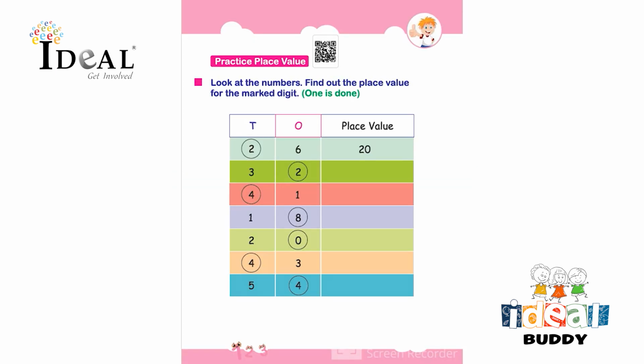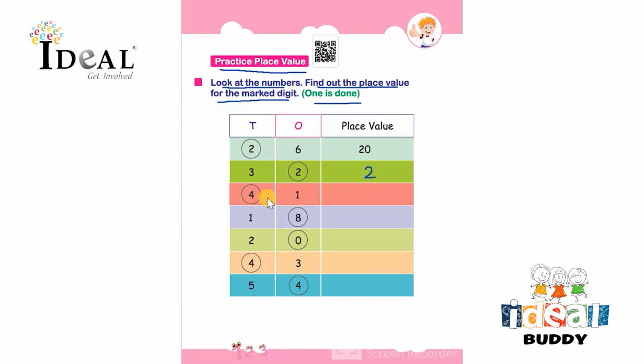Hello everyone. In this worksheet, the topic is practice place value. Look at the numbers. Find out the place value for the marked digit. 1 is done. So over here in 26, 2 is at the tens place. So the place value of 2 is 20. In 32, the place value of 2 would be 2 as 2 is at the ones place.